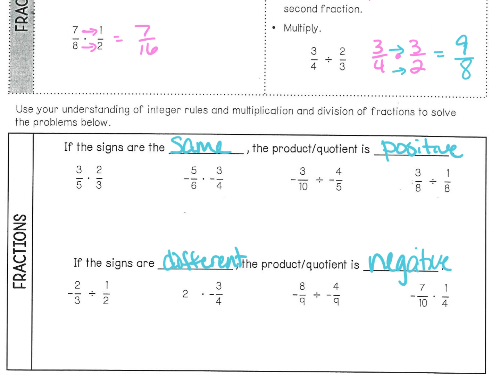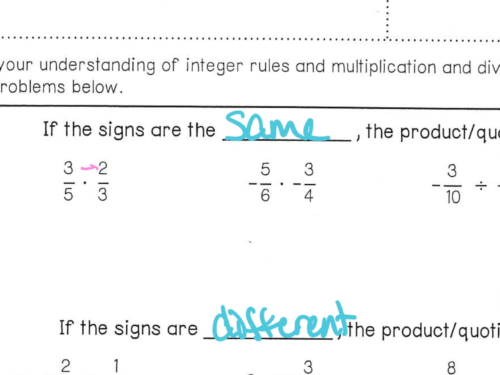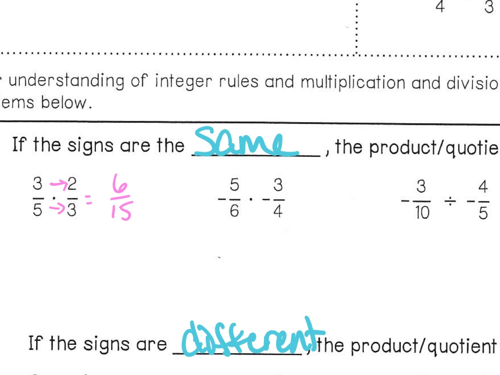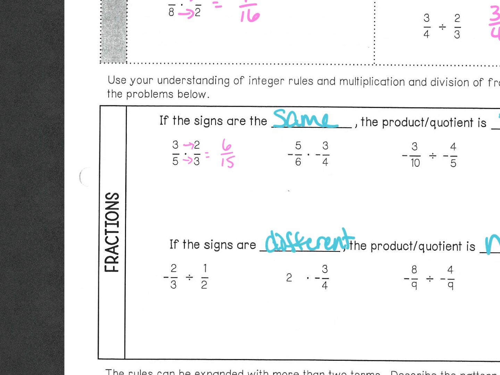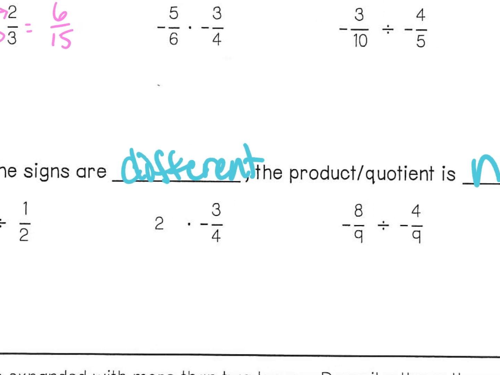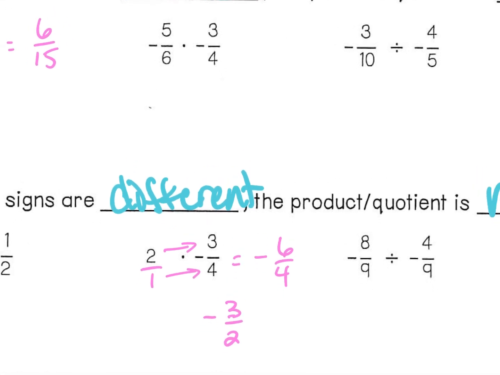So you're going to multiply straight across. Positive, positive, positive. So 6/15. Okay. Negative times negative makes it positive. That's the biggest part. So this one, remember, it's 2/1. So positive times a negative makes it negative. And then it'd be 6/4, which can reduce to 3/2 if that's what your calculator is doing, or -1 and 1/2. Go ahead and pause.